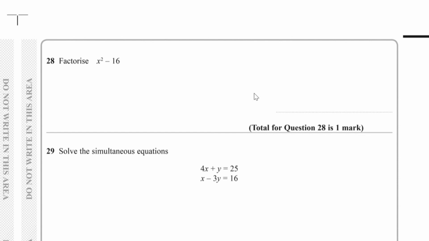Question 28, we have to factorise x squared minus 16. Well, here we've got a difference of two squares. And so if I factorise, I would have x plus 4 times x minus 4.